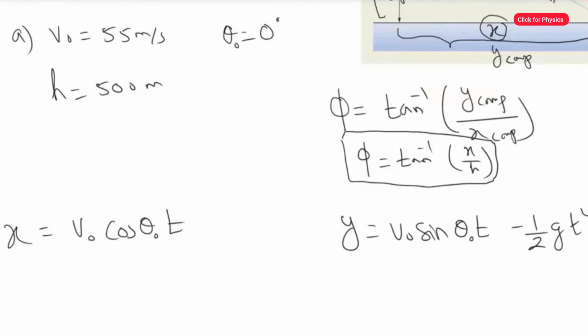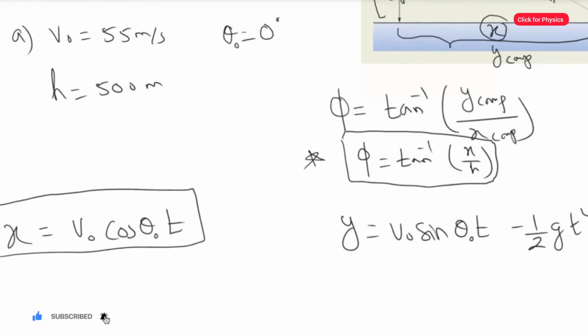Now we have to find the angle phi, and for that we have to find the value of x. For finding the value of x, I have to use this equation, but for that we need the time. So first I'm going to use the equation for the position with respect to the y-axis, find the time, and then substitute the time here to get the answer for x. Then only can we find the line of sight angle phi. So let's substitute the values here.